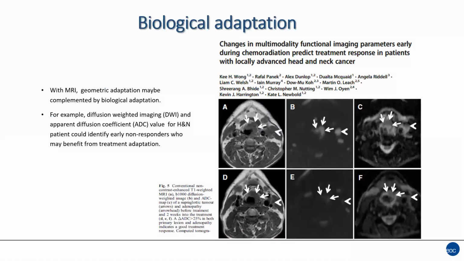The second possibility, and this is something that was already mentioned, so I will not repeat the previous presenters, is to use diffusion weighted imaging, for example, for head and neck cancers, where you can use biological adaptation and, based on the ADC maps and the values, you can predict and also choose which patients might benefit from the treatment adaptations.